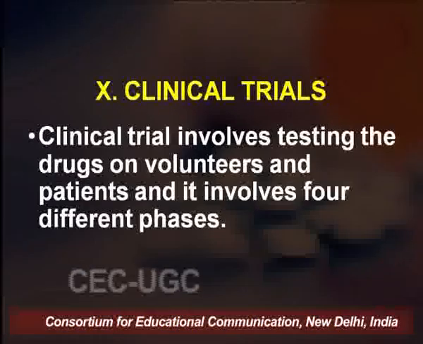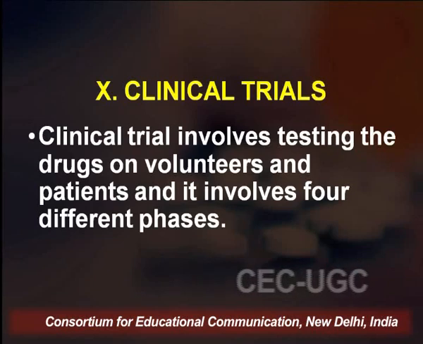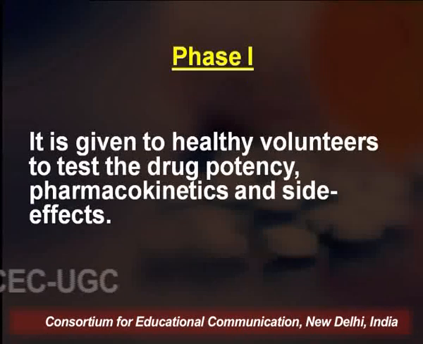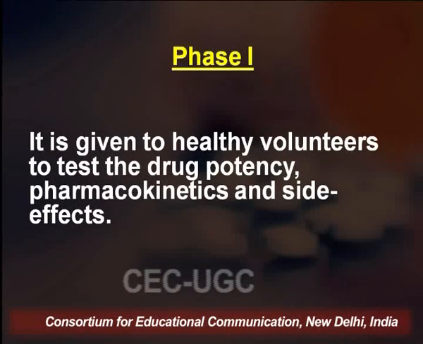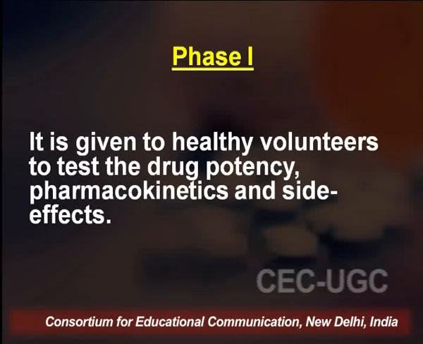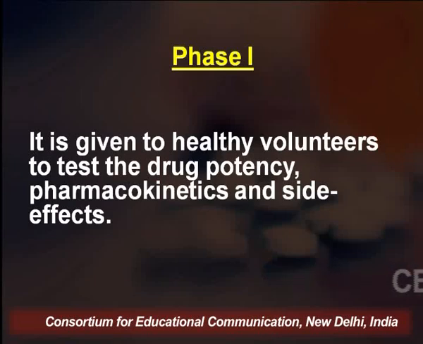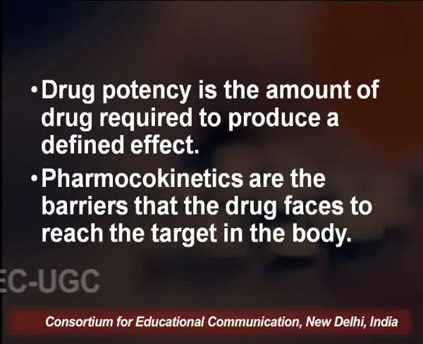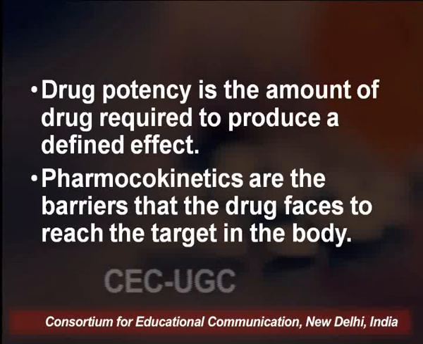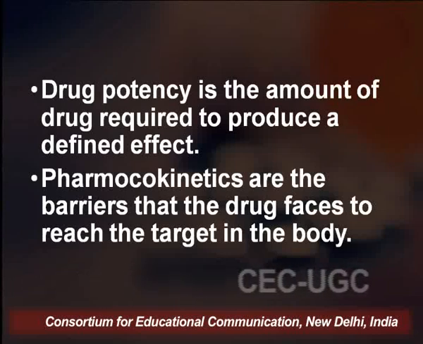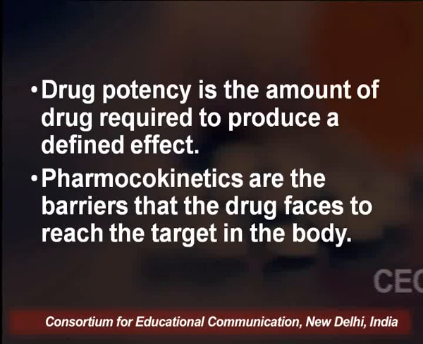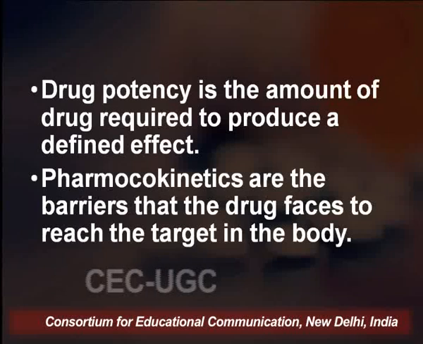Then the 10th is the clinical trials. Clinical trials involve testing the drug on volunteers and patients, and it involves 4 different phases. Phase 1: it is given to healthy volunteers to test the drug potency, pharmacokinetics and side effects. Drug potency is the amount of drug required to produce a defined effect. Pharmacokinetics are the barriers that the drug faces to reach the target in the body.